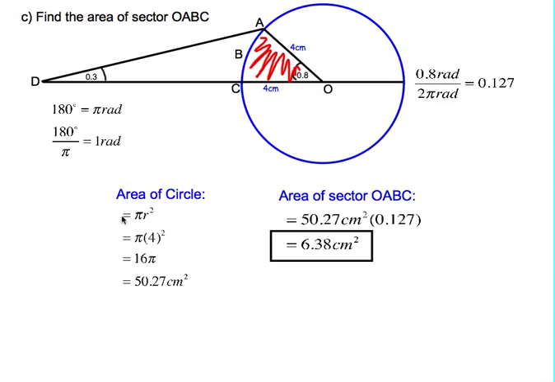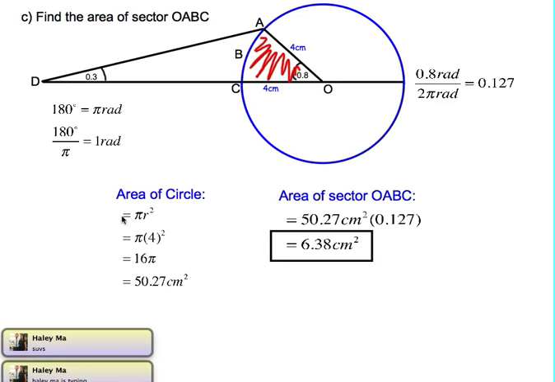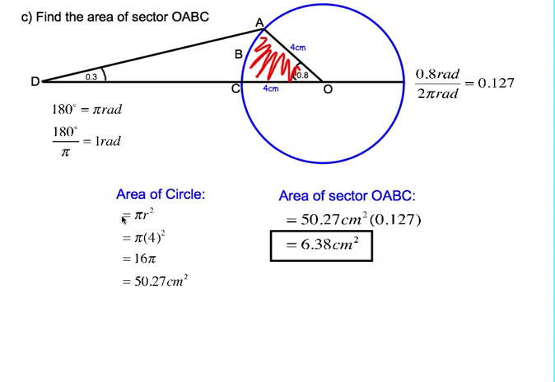For the area of the sector OABC, since we know the fraction is 0.8 radians over 2 pi, we use that value, 0.127, and multiply it by 50.27 centimeters squared. That way we get that fraction of 50.27 centimeters squared, and so the area of the sector OABC is equal to 6.38 centimeters squared. So that's part C.